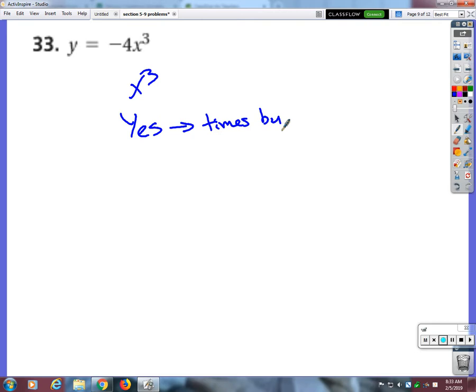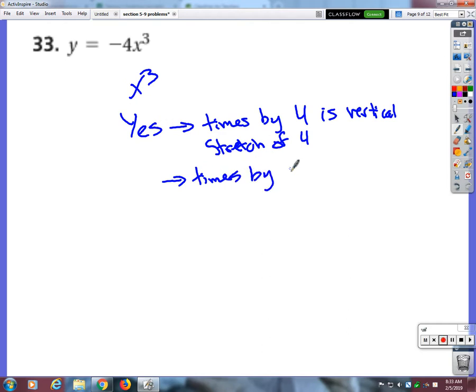So if you multiply by 4, that gives you a vertical stretch of 4. And then if you multiply by the negative, what does that do? Upside down.